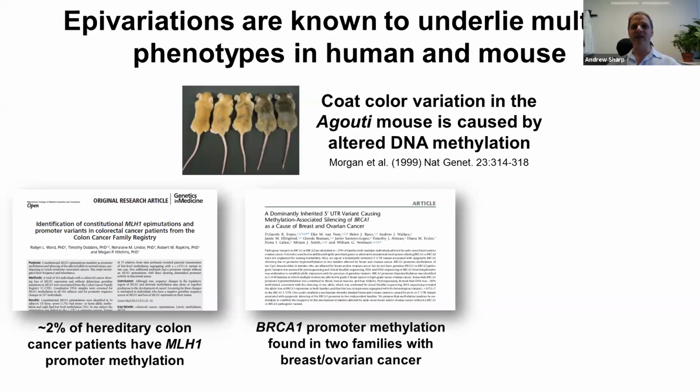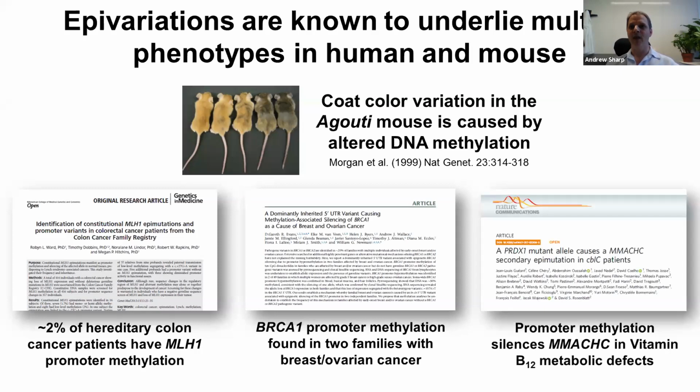Here's another paper that appeared more recently. This paper described a couple of families with promoter methylation of BRCA1 in families with breast and ovarian cancer. And another paper here looked at a particular type of metabolic defect. This found that this defect of vitamin B12 metabolism was sometimes caused by promoter methylation of the MMACHC gene. And this, unlike the previous two, was a recessive disease. Sometimes these epimutations were homozygous, and sometimes they occur as compound heterozygous with point mutations in the same gene.